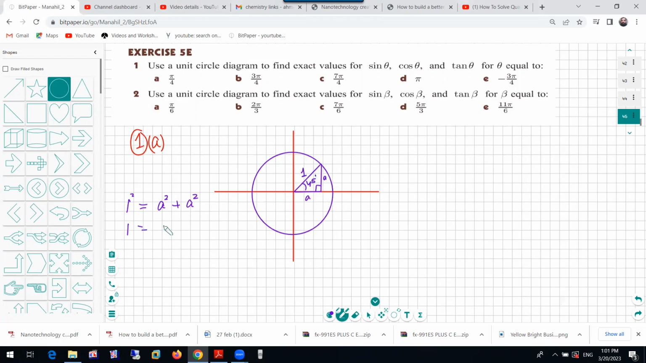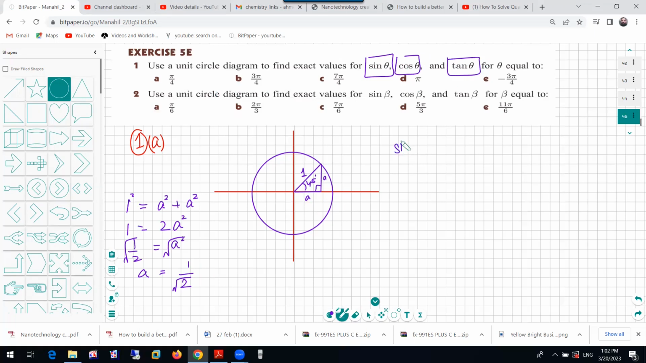So a square plus a square is 2a square, and dividing both sides by 2, so we get this. Now taking square root of both sides, we have a equal to 1 over square root 2. 1 square root is 1. So this side is 1 over square root 2. Got it? So now we can find sine, cos, and then tan.